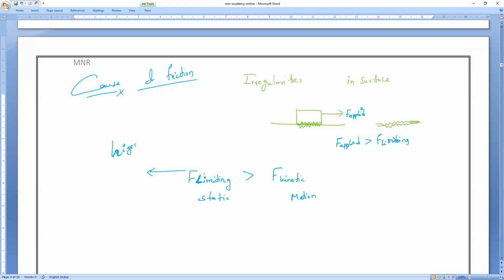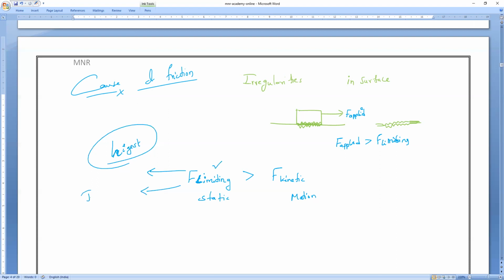The highest frictional force is what force? No kinetic friction, no static friction. So which is the highest frictional force, everybody? Highest frictional force is F limiting. Do you understand, all of you? Yes.